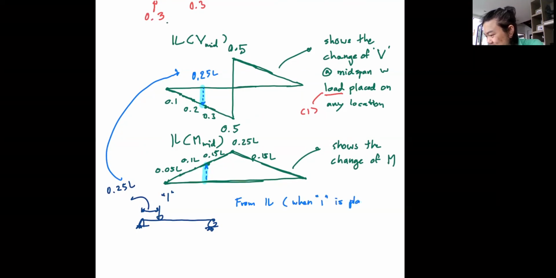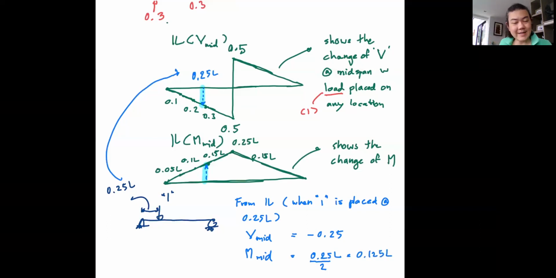So from the influence line, when the load is placed at 0.25 L, you can say that V is equal to minus 0.25 at the midspan of this beam, and the moment at midspan, because it's right there at halfway, is half of 0.25 L, which is equal to 0.125 L. So that's the creation and the use of the influence line in a nutshell. I would like to stop the video for the time being.